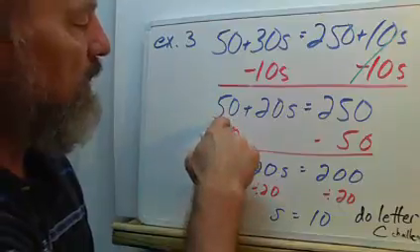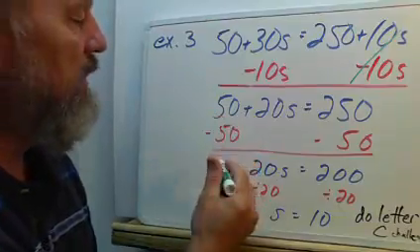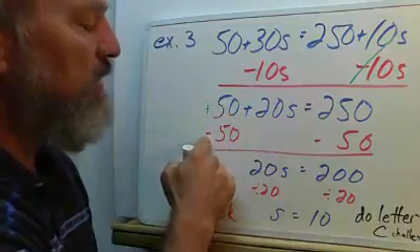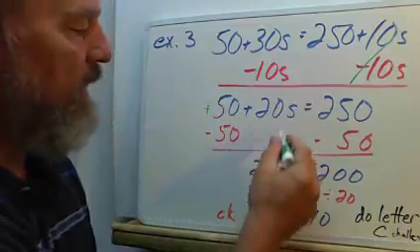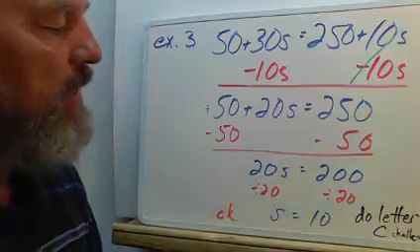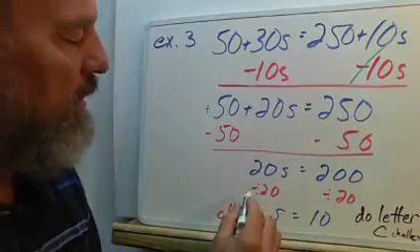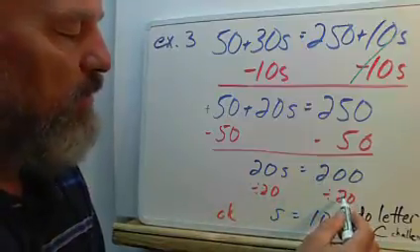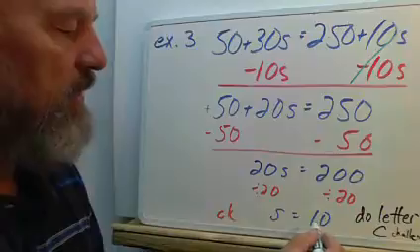We now need to get rid of the constant on this side. By doing that, this is a positive 50, so we need to subtract it to get rid of it. And we end up with 20s equals 250 minus 50, which is 200. Nice, easy math to do in the head here. We're going to divide both sides by 20. And we have 200 divided by 20 is 10. So we have s equals 10.